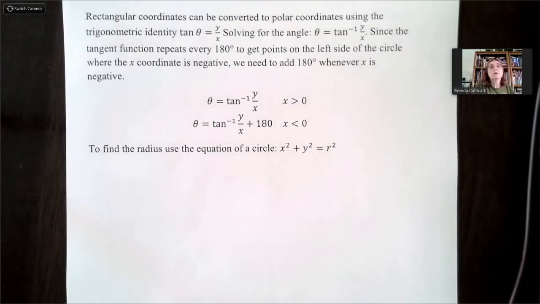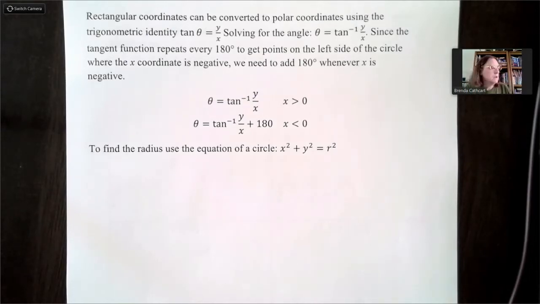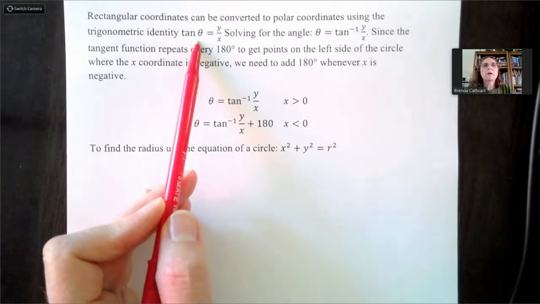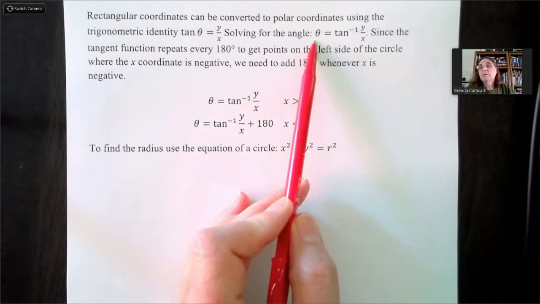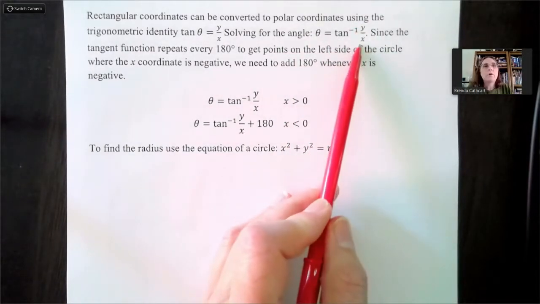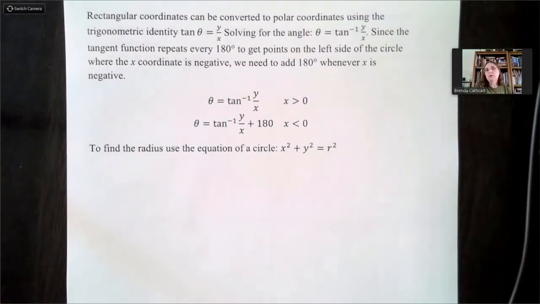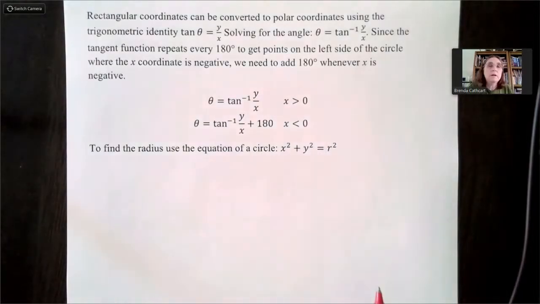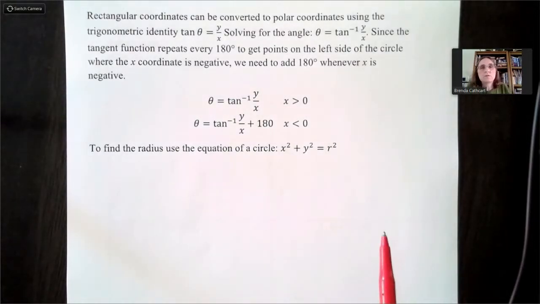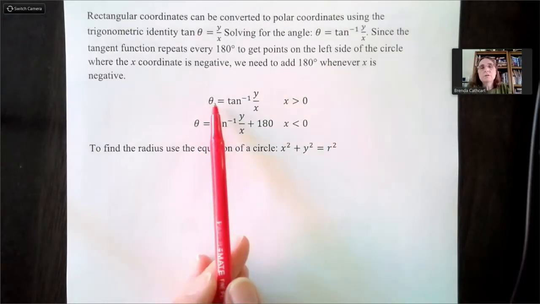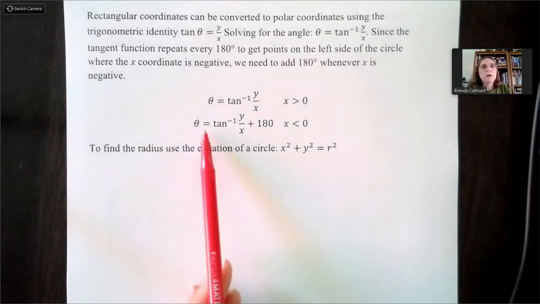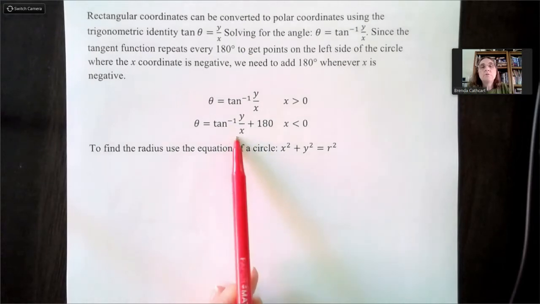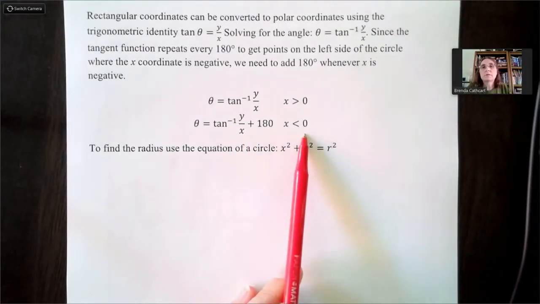Now, rectangular coordinates can also be converted to polar coordinates. In this one, we use the trigonometric identity that the tangent of theta is equal to y divided by x. So solving for the angle, we get theta is equal to tan inverse of y over x. Since the tangent function repeats every 180 degrees, to get points on the left side of the circle, whenever the x-coordinate is negative, we need to add 180 degrees. So our two rules are that the angle is equal to tan inverse of y over x when x is greater than 0, and it's equal to tan inverse of y over x plus 180 degrees when x is less than 0.